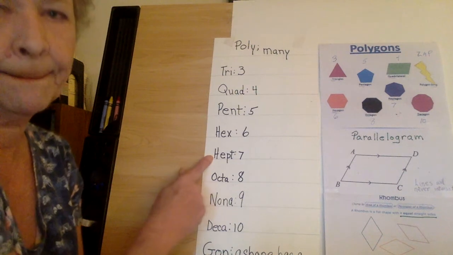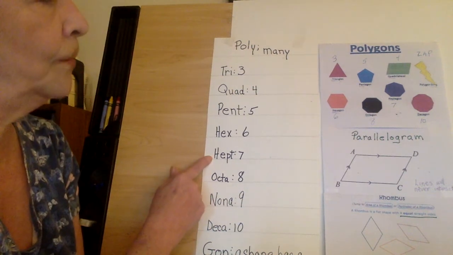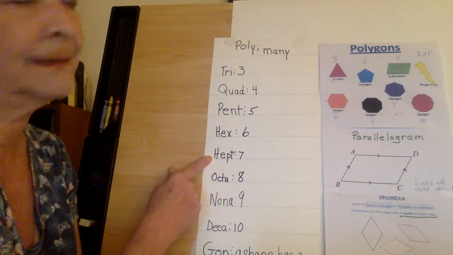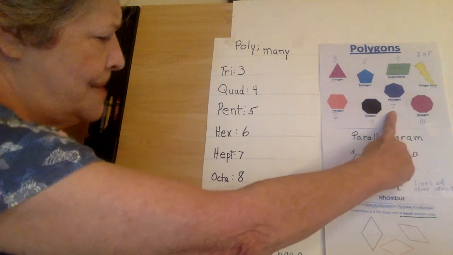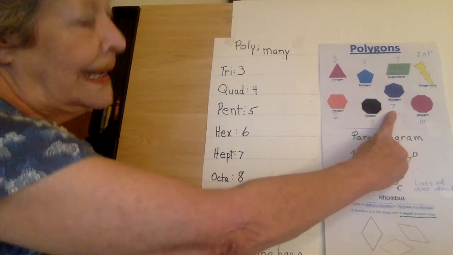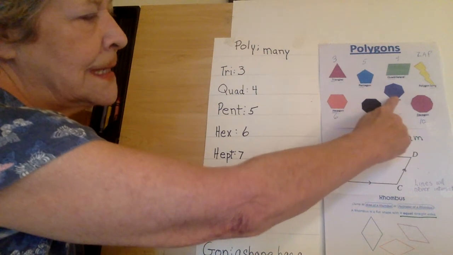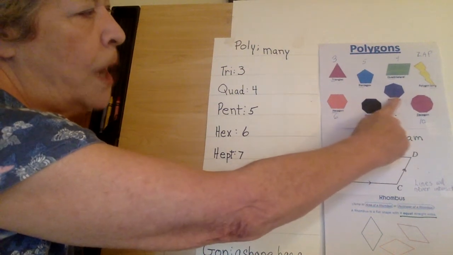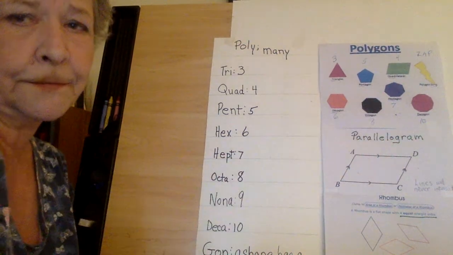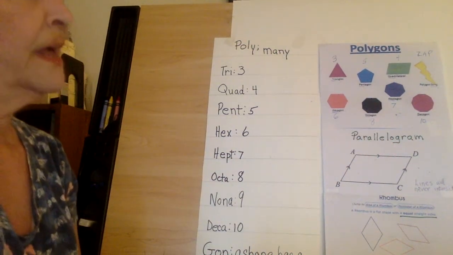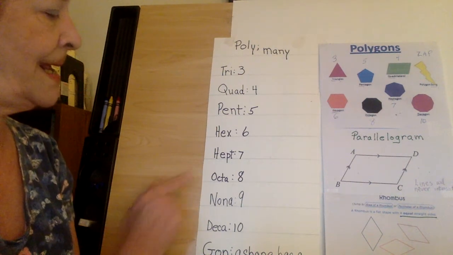What about 7? Hept. A heptagon. Where's a heptagon? Come on, I gave you a clue. I see the number 7 there. Count the lines. Start down at the bottom. It's easiest to remember where to start. 1, 2, 3, 4, 5, 6, 7.